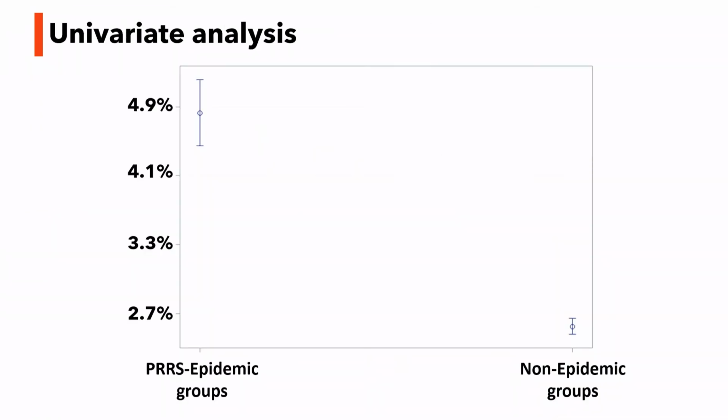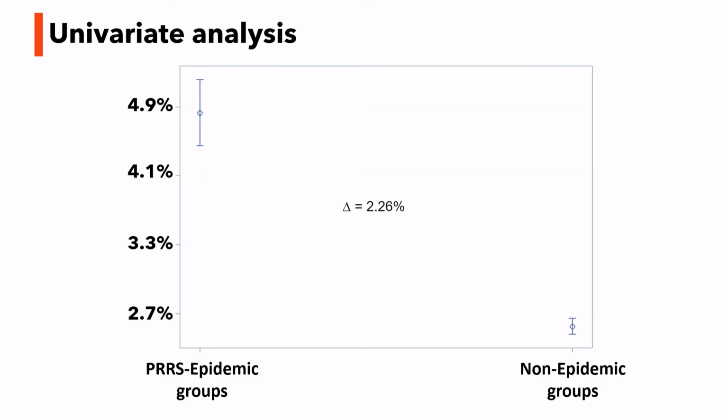Let's see the impact of PRRS on nursery without controlling for anything, just using a simple univariate analysis. What will be our delta? This will be similar to what we do with a pivot table in the routine. We're going to see that PRRS epidemic groups have an increase of 2.26% in wean to finish mortality.